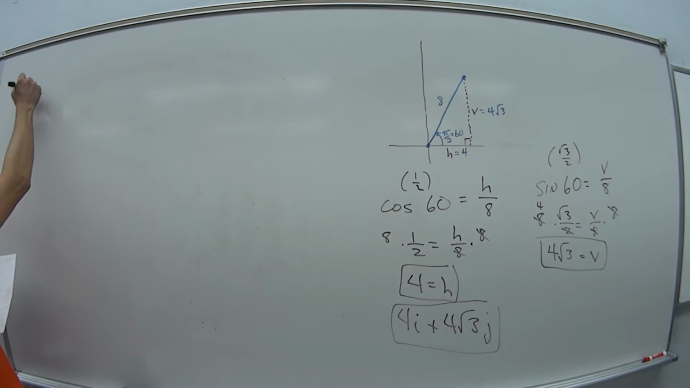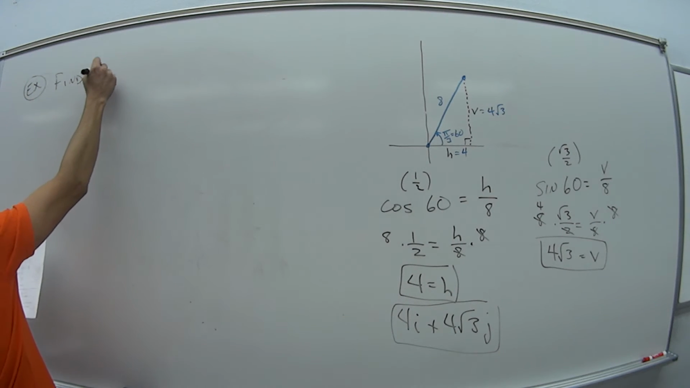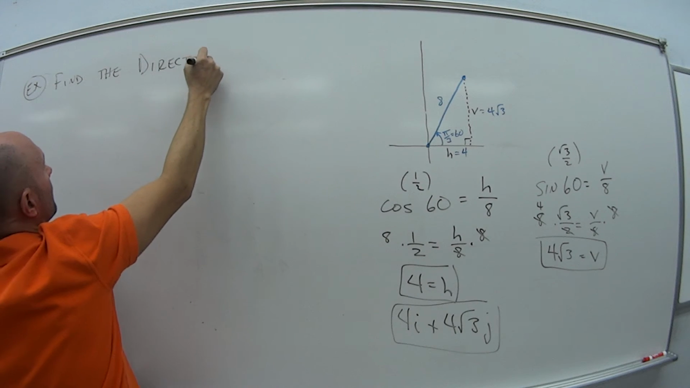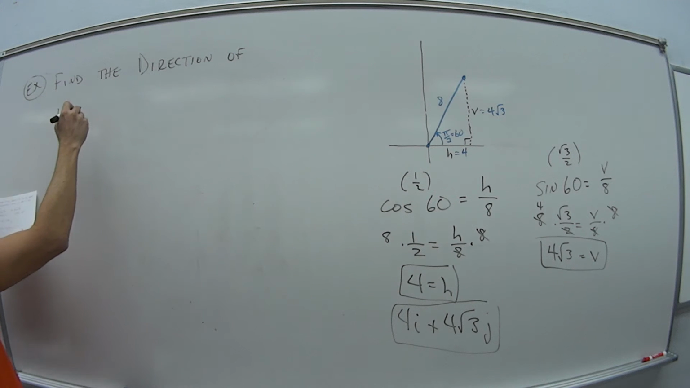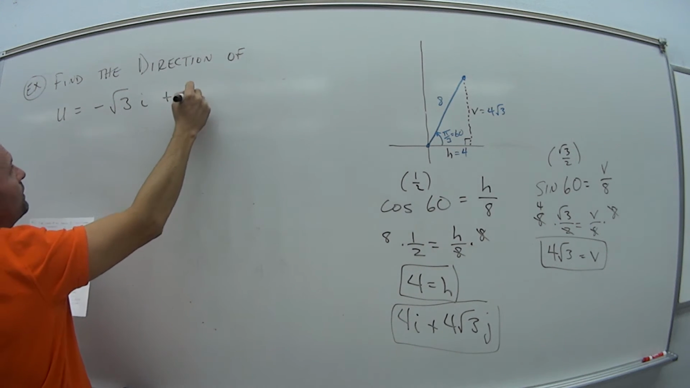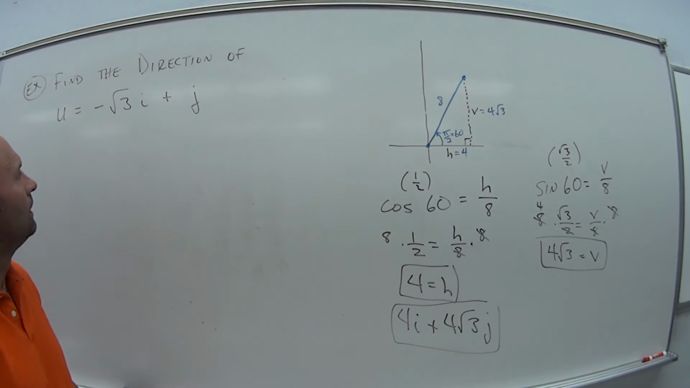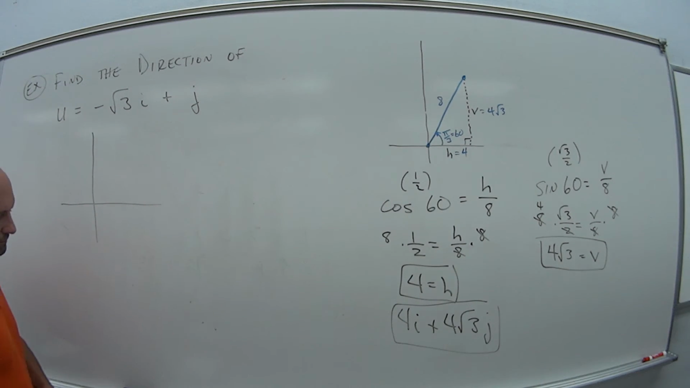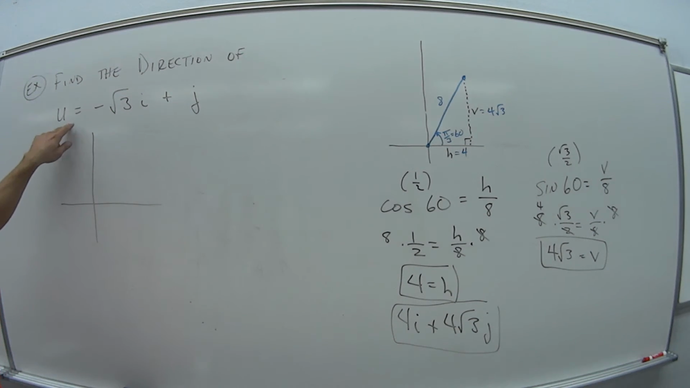So in this example, we have the following question. We want to find the direction of the vector u equals negative square root of 3 i plus j. So if we draw a coordinate system here, now we want to draw the triangle that corresponds to where this vector goes.